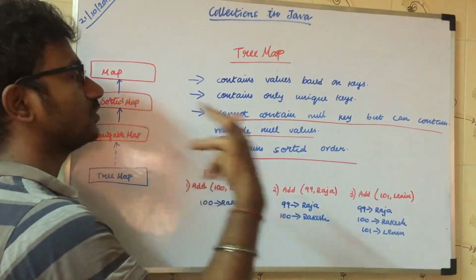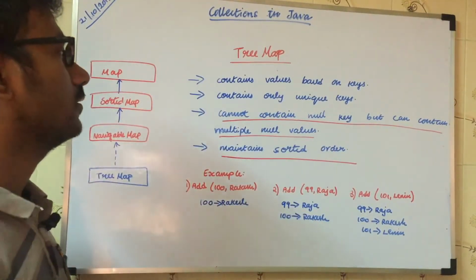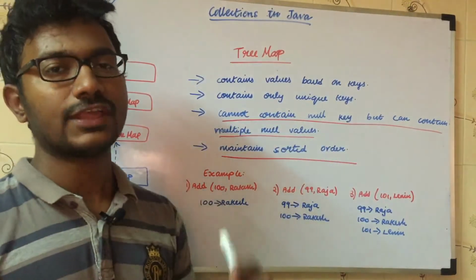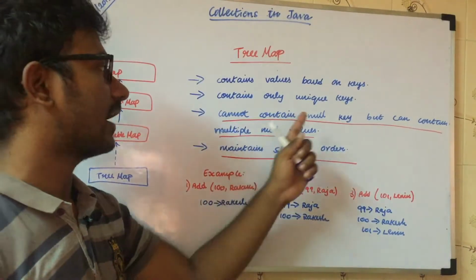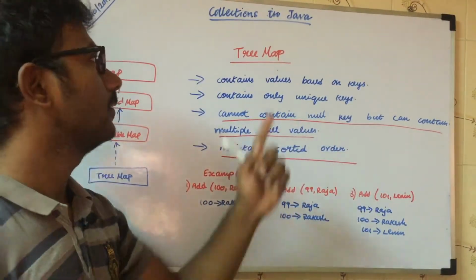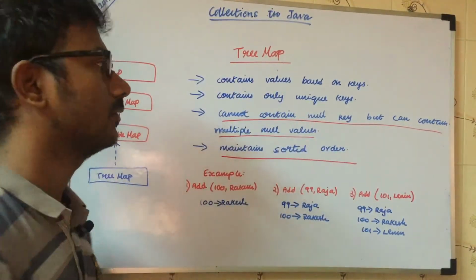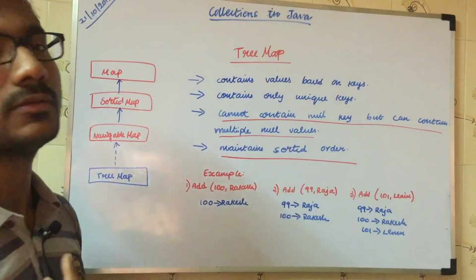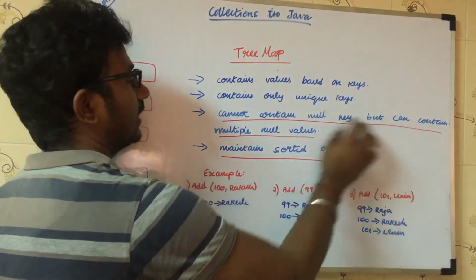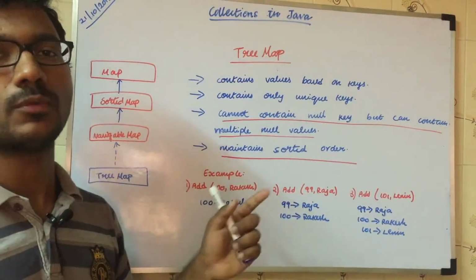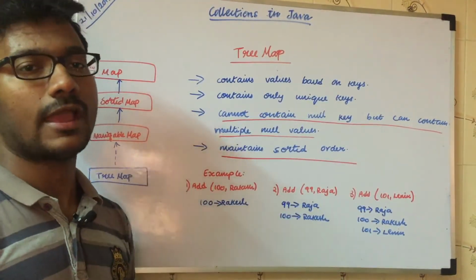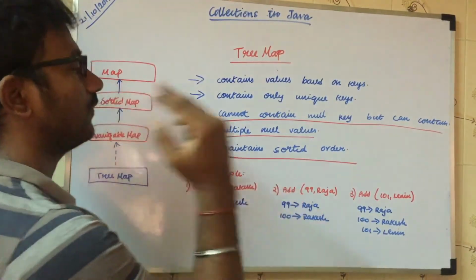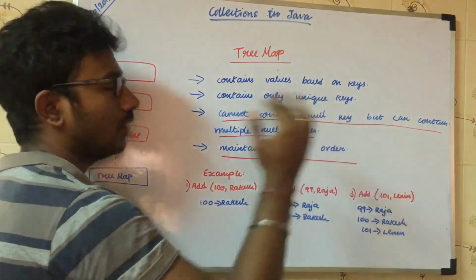And these are the two distinguishing properties. The first property: cannot contain null key. Hash map and linked hash map allow a maximum of one null key, but tree map doesn't allow that. This property is common to all three implemented classes: can contain multiple null values. It's applicable for hash map, linked hash map, and tree map. And the second distinguishing factor is maintains sorted order.